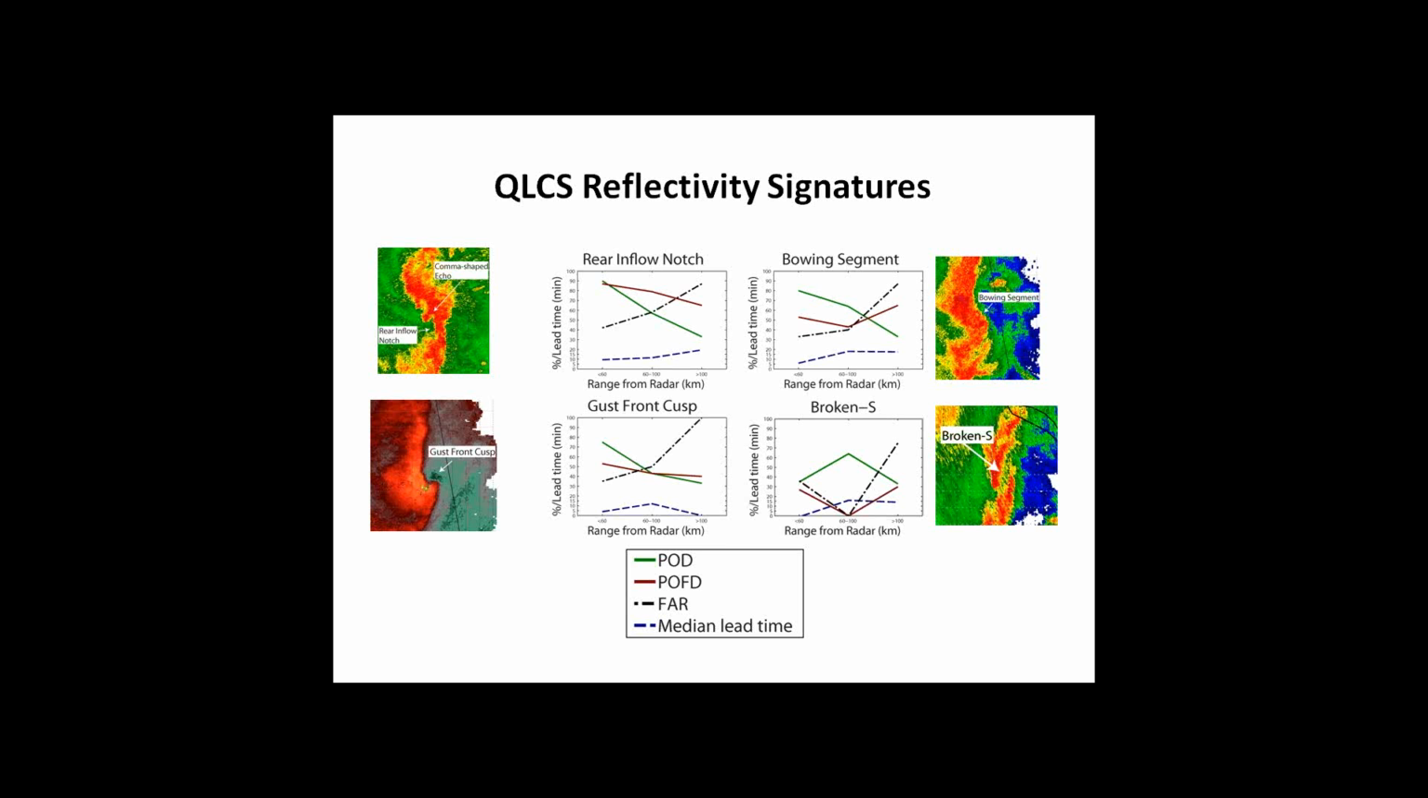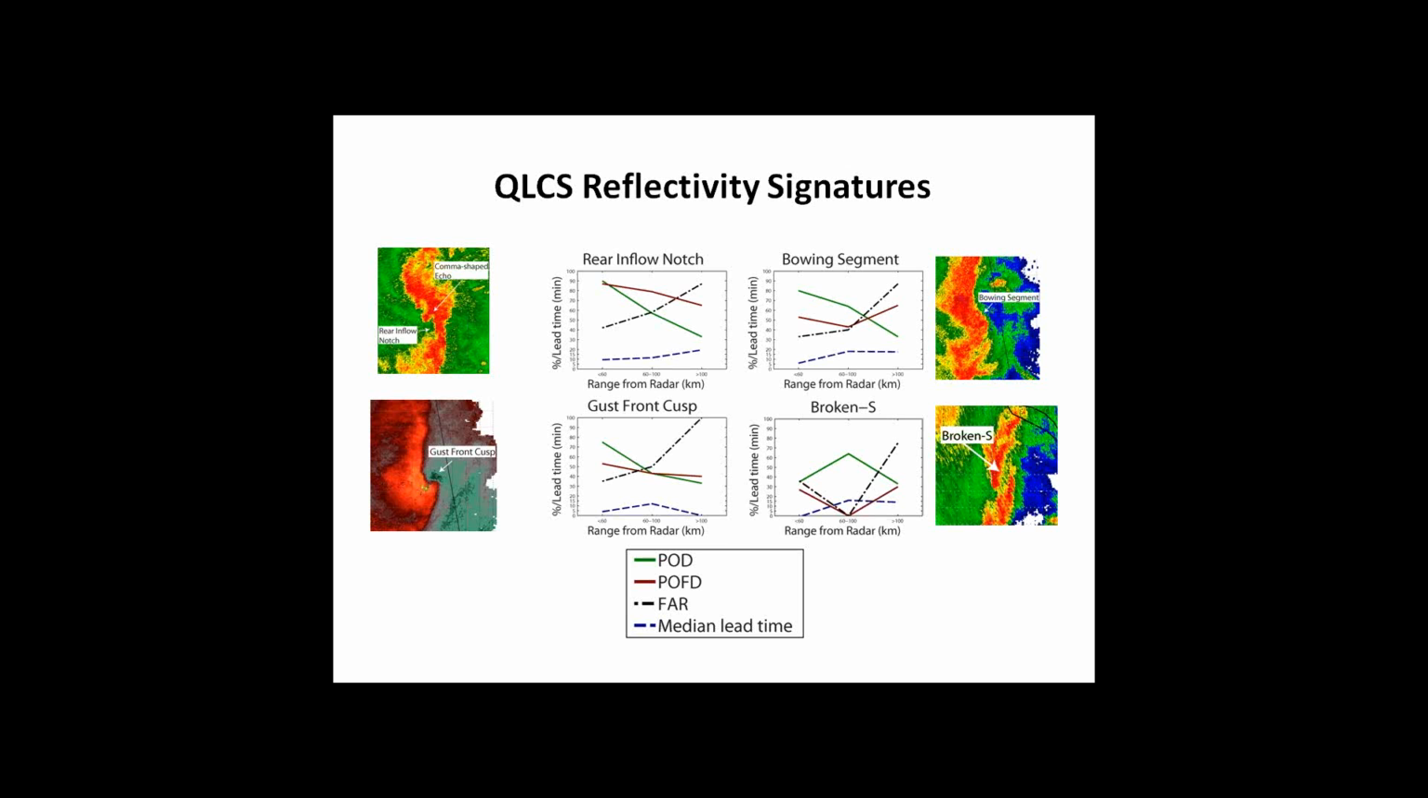But the median lead times when they showed up relative to the tornado was only a few minutes. And then again, as we get further from the radar, the POD and the POFD for these signatures dropped off as it became hard to see these signatures farther from the radar.